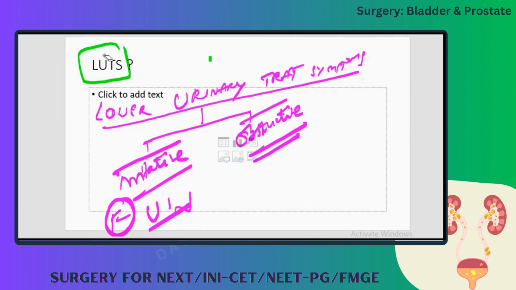Whenever in the lower urinary tract, if the patient is having frequency, urgency, or nocturia, we classify him under the irritative symptoms group. Obstructive symptoms are different, what you told before: poor flow, intermittency, hesitancy, dribbling, incomplete emptying. These are all obstructive symptoms.